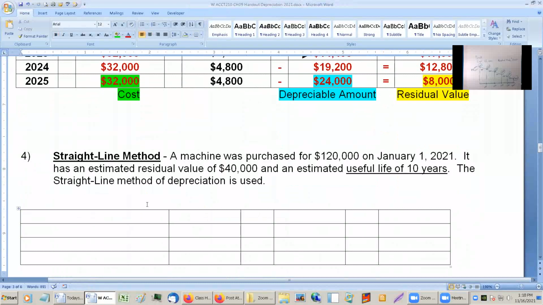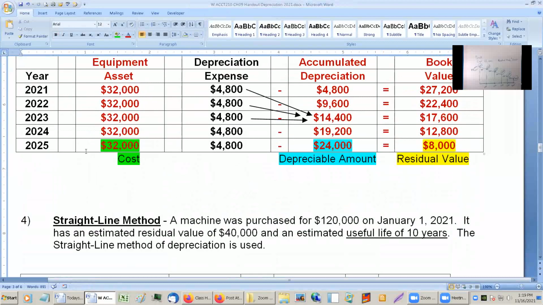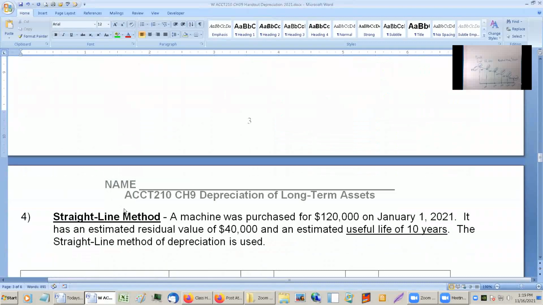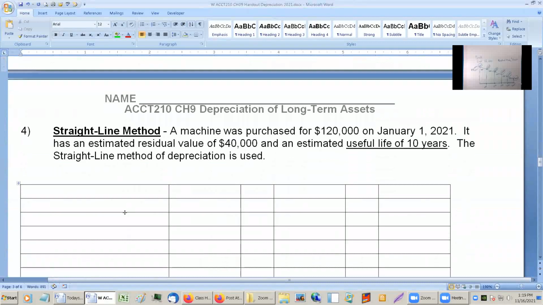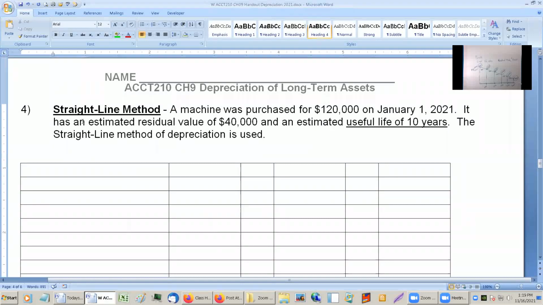Okay. Let's go ahead and do the next one. We'll be quiet. Let you guys take a crack at it. Oh, I'm sorry. For this one, it's got useful life, so it's got a 10-year life.